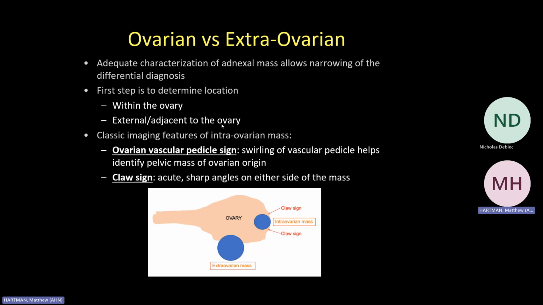One of the first questions you have to ask yourself when you see something in the adnexa is, is it coming within the ovary? Is it ovarian, or is it extra ovarian? And some things you can use are the claw sign, the location. Sometimes it's pretty obvious, sometimes it's hard.